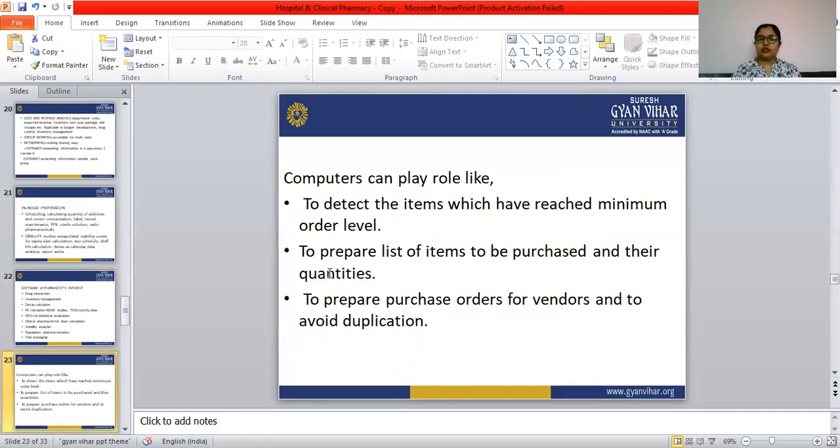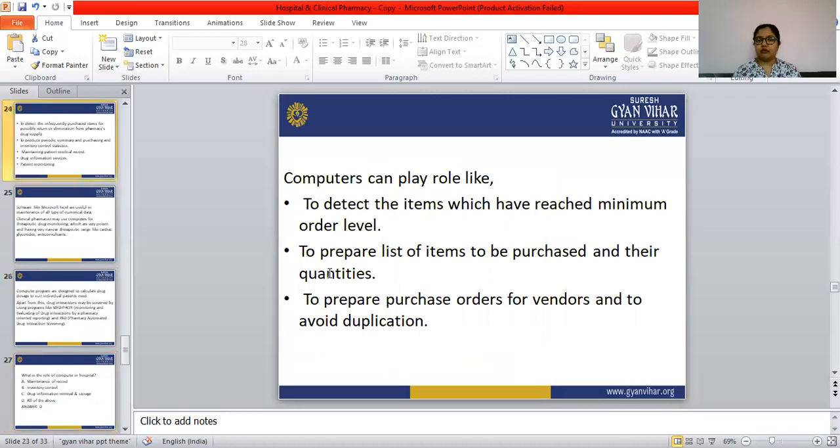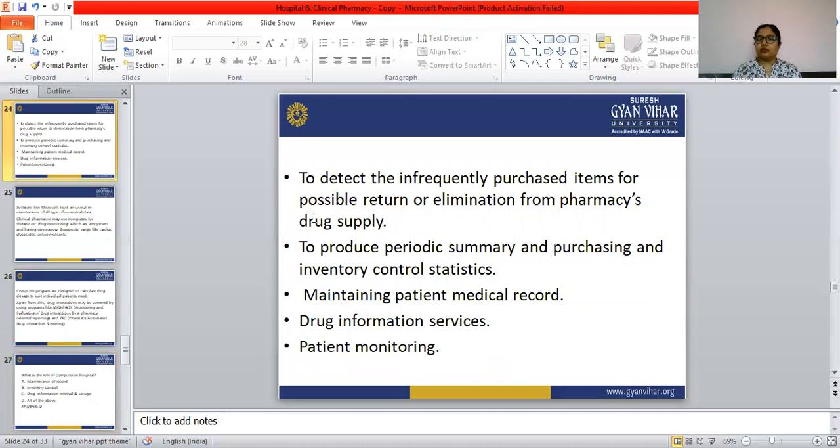The computer can play a role, like detecting the items which have reached minimum order level. Computer can find out the items which have reached minimum order level, prepare the list of the items to be purchased and their quantities. To prepare purchase orders for vendors and to avoid duplications is also done with the help of the computer. To detect infrequently purchased items for possible return or elimination from the pharmacy's drug supply.